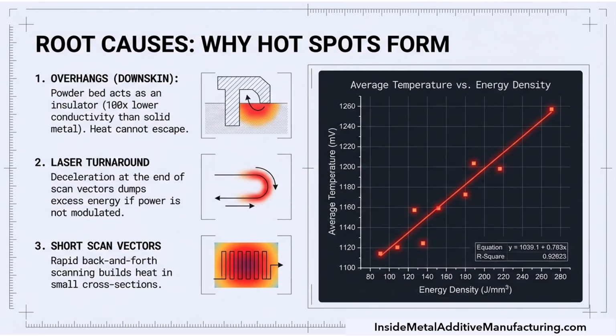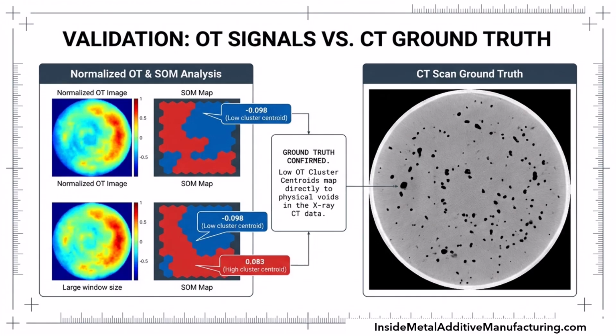The most common cause is the thermal insulating effect of the loose powder bed, which has only 5% of the conductivity of solid metal. Heat becomes trapped in overhangs and thin walls, leading to the inverted mushroom effect where the melt pool sags deep into the powder. Other causes include laser turnaround points where deceleration dumps excess energy and short scan vectors that prevent local cooling.